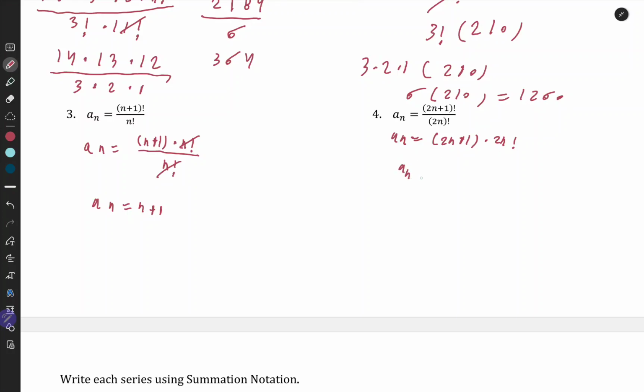So a of n equals 2n factorial. All of this is going with that, and then you would get 2n plus 1.